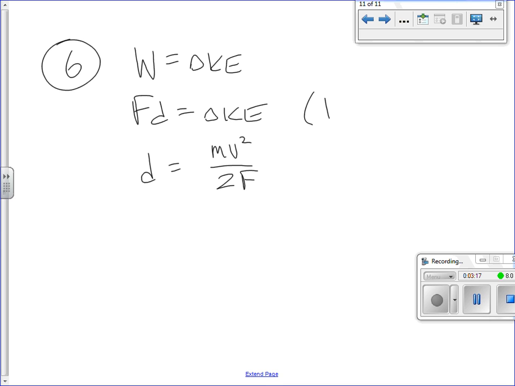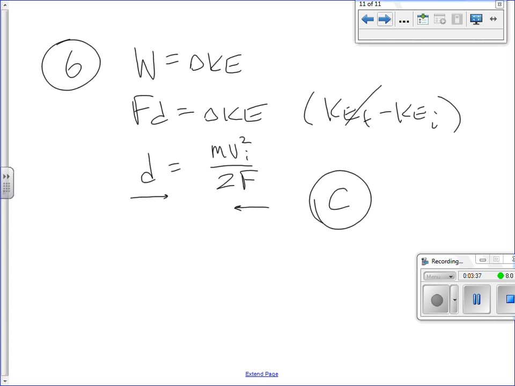Really, this is KE final minus KE initial. That's 0. So this is really the initial. The negative sign, don't worry about that. It means that if d is this way, F is this way. So that's where the negative comes into effect. And that gives you C, 90 meters. Good? Good.